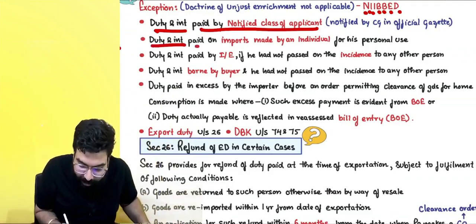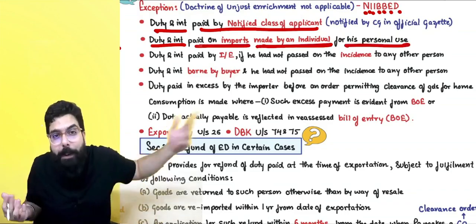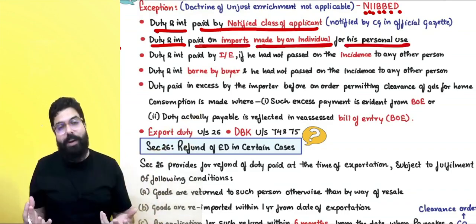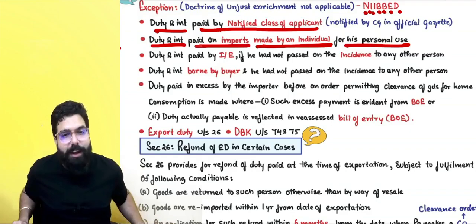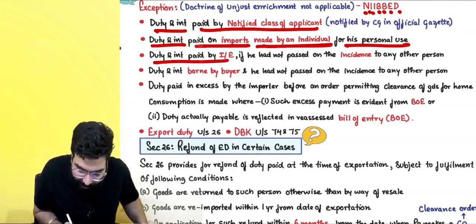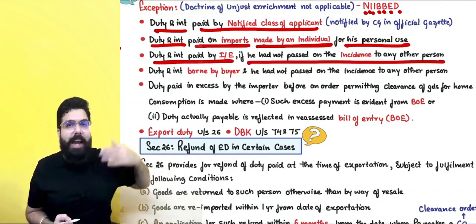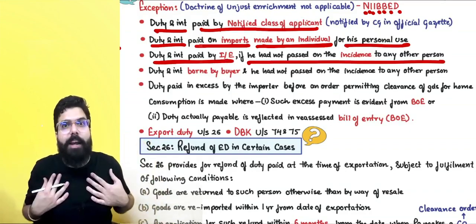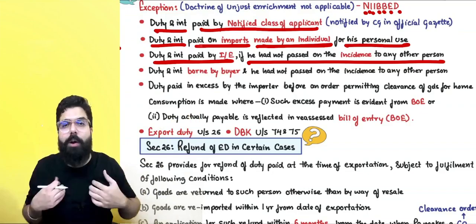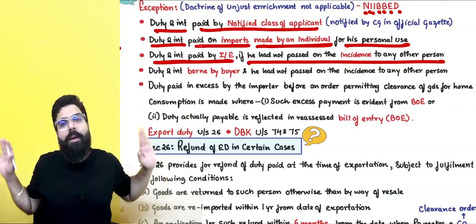Duty and interest paid on import made by an individual for his personal use. Sir, I have imported for personal use. How will I pass on the burden? I am using it. Whatever extra duty you have paid, you will be given a refund. Duty and interest paid by importer or exporter, if he has not passed on the incidence. I am the importer, sir, or I am the exporter. I have never passed on the burden. Whatever extra I paid, I will be given a refund.